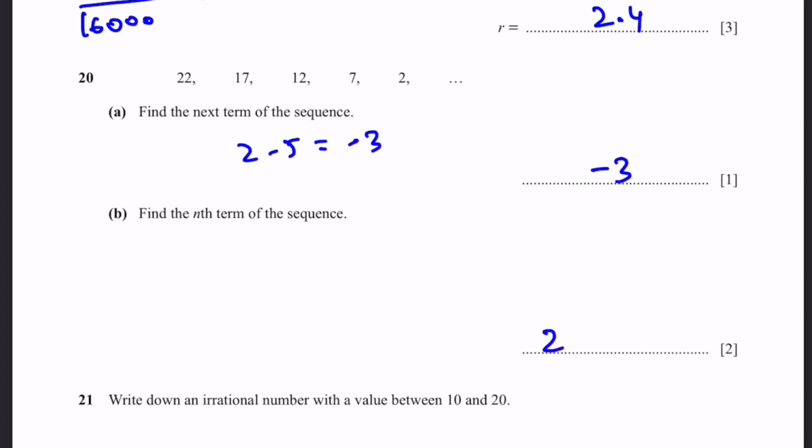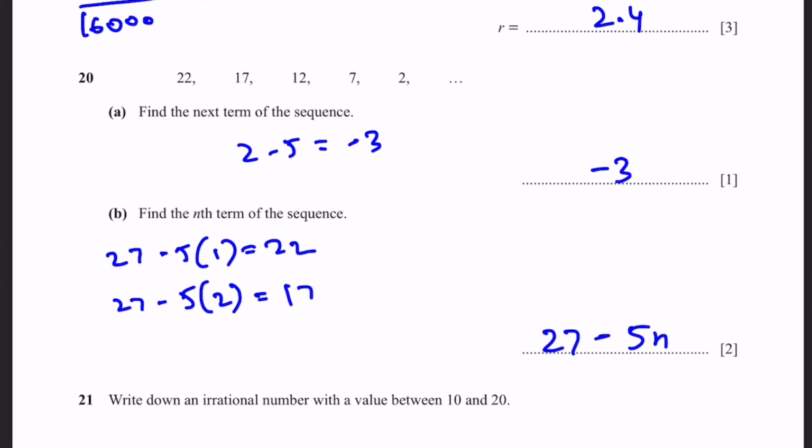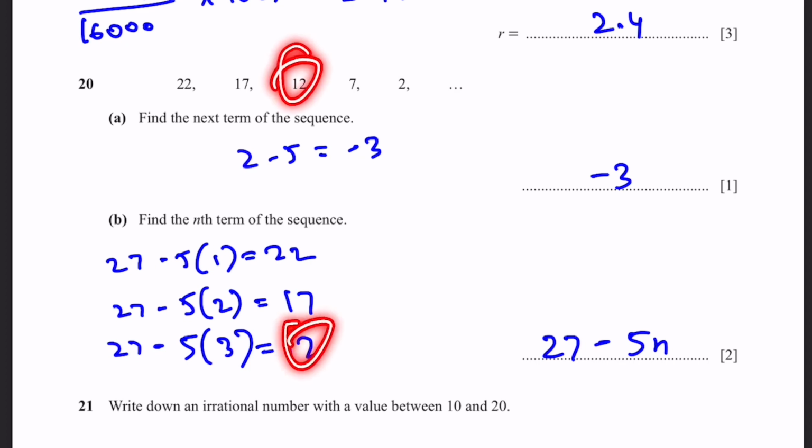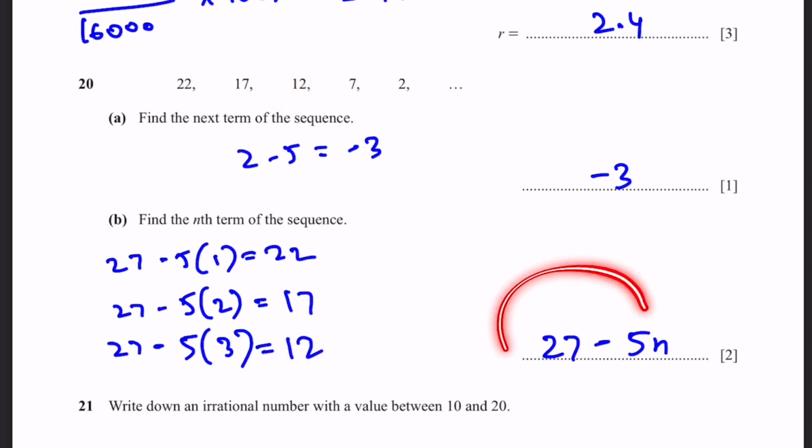B, find the nth term of the sequence. It's equal to 27 minus 5n. Why? Because let's take n equals 1. That means 27 minus 5 into 1, which is equal to 22. Now take n equal to 2. 27 minus 5 into 2, which is 17. So n is the pattern number or the term number, which means the first term 22, that's right. Second term 17, that's right. And for the third term as well, that's equal to 12 when you calculate it. That's right. And that's why the answer is 27 minus 5n.